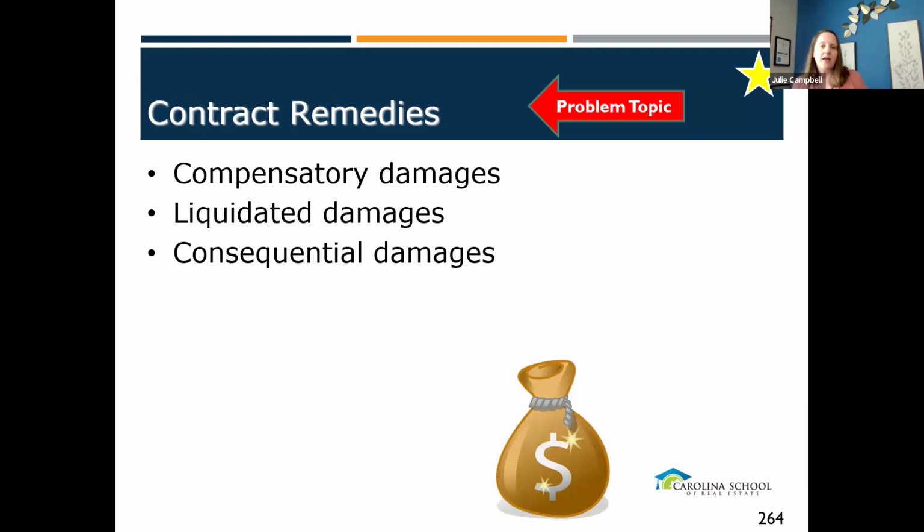Both compensatory and consequential damages, neither one of those, the first one and the third one, neither one of those are spelled out in such a way in the contract. If the breaching party isn't willing to sit down and cut a check to the non-breaching party, then the non-breaching party can take you to court. Now there's attorney fees and all that good stuff to deal with.